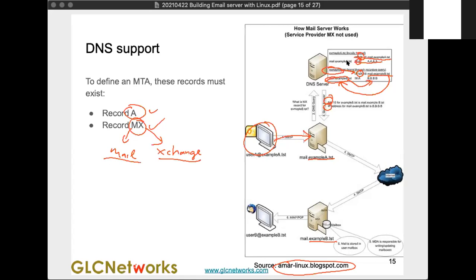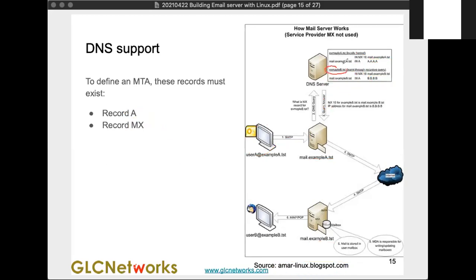So that's the process again. You are looking for this domain, and from this domain you look for the MX record, and this is what you get. Then from here you do another lookup: what is the IP address of this particular record? From that you get the IP address. Once you get the IP address, you send the email to the destination IP address using the SMTP protocol.